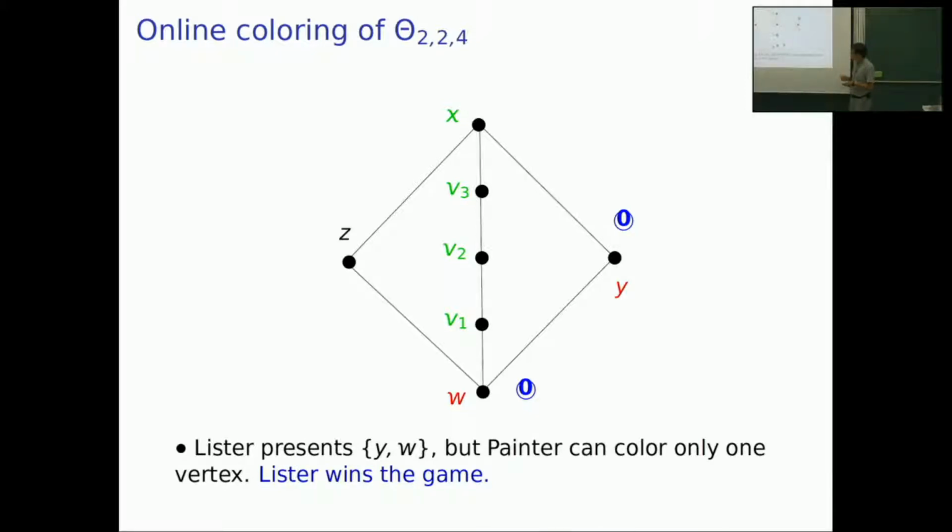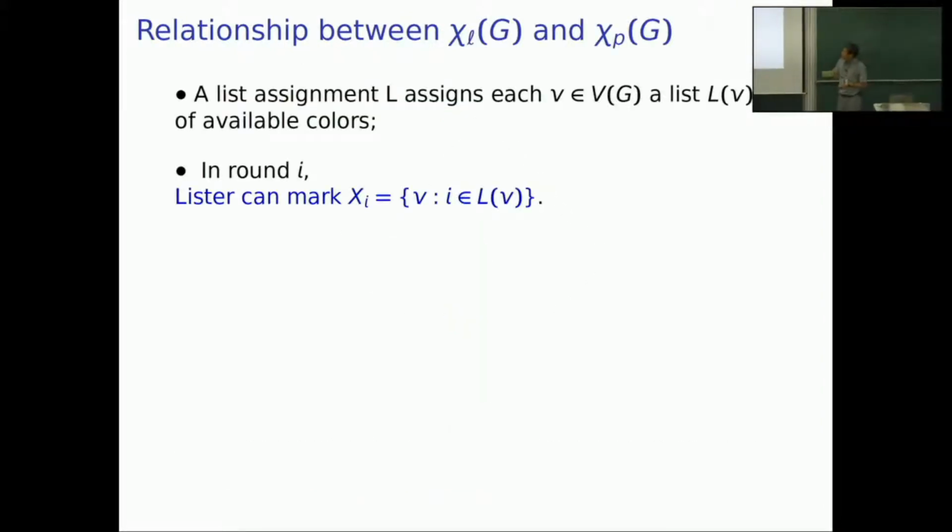So if the lister presents another way, in that case maybe the painter wins. There is some way the painter can win, but here the lister is smart, right? So in this case, the lister wins. So it means anyway, two chances are not enough. So the paint number for this case is actually greater than 2.